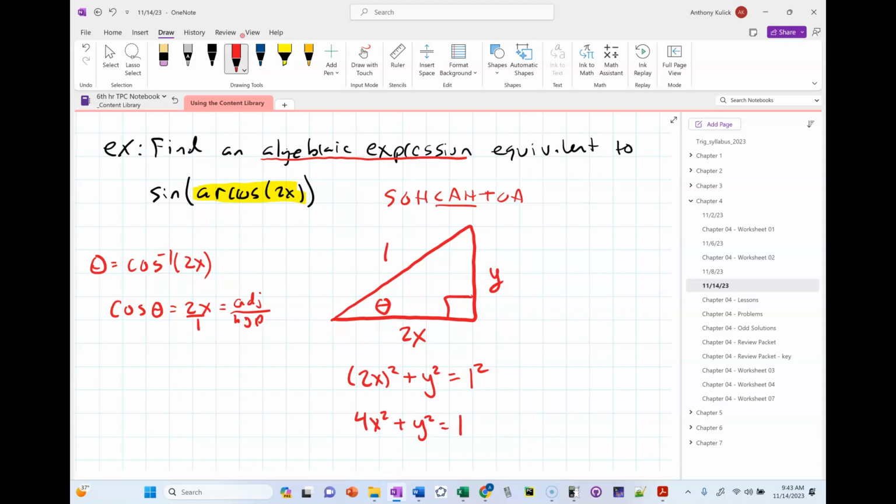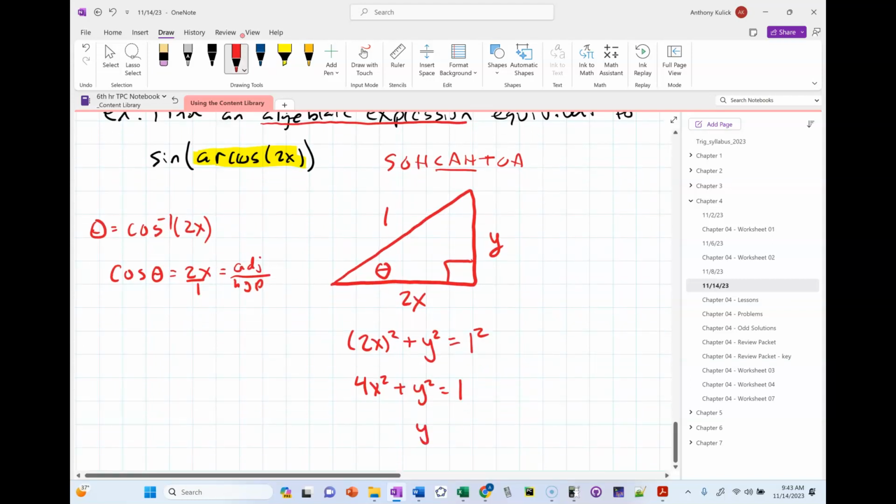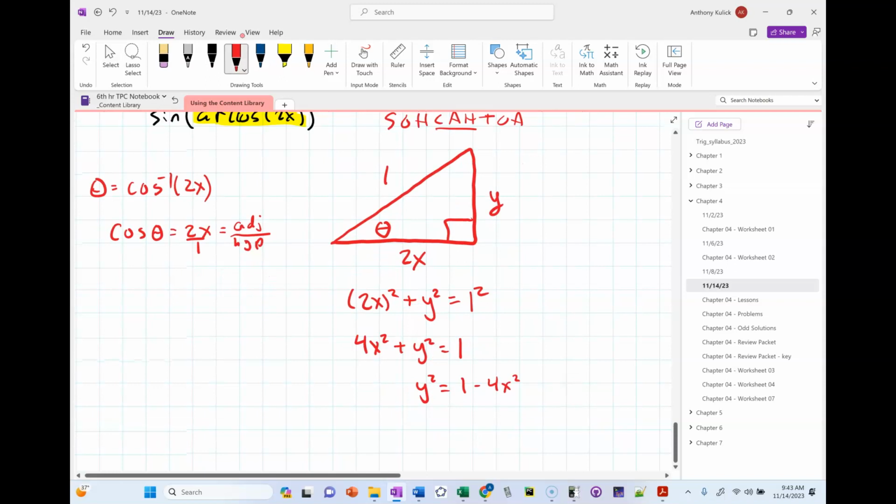And 1 squared, well, that's just 1 still. So if I want to get the y by itself, I'm going to subtract 4x squared from both sides. And then we'll square root both sides. Yes. When I square both sides of an equation, what do I need to have? Plus or minus.